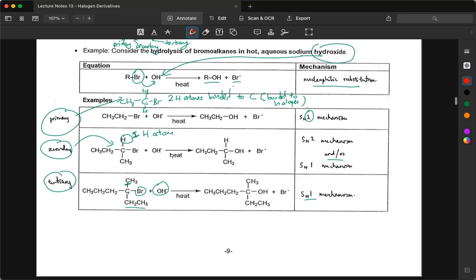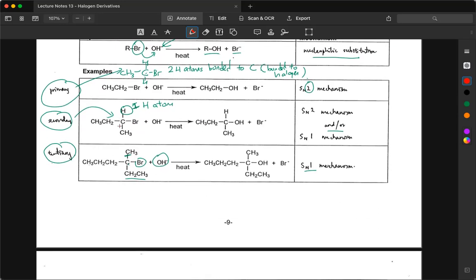As for this, the OH minus also substitutes the bromine, with the bromine as the leaving group. The first one here refers to primary halogen alkanes. For primary halogen alkanes, the SN2 mechanism is preferred. For secondary halogen alkanes, it can be either SN2 or SN1. For tertiary halogen alkanes, where they have quite a lot of steric hindrance here, it will be the SN1 mechanism.